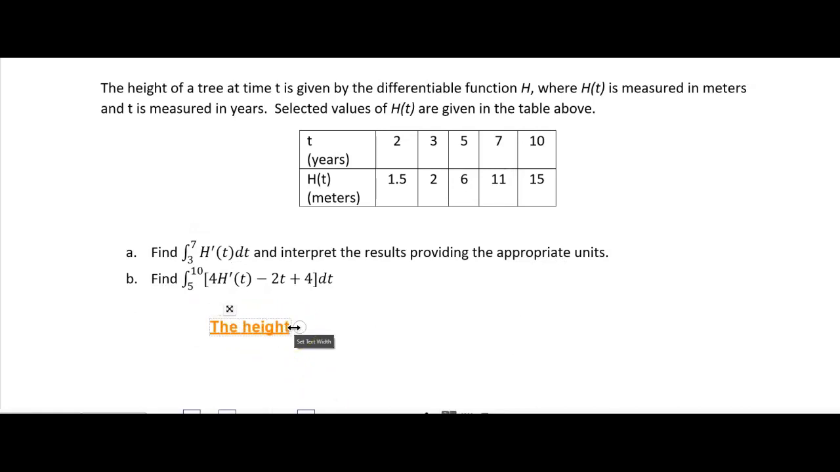The height of the tree increased by 9 meters from year 3 to year 7.